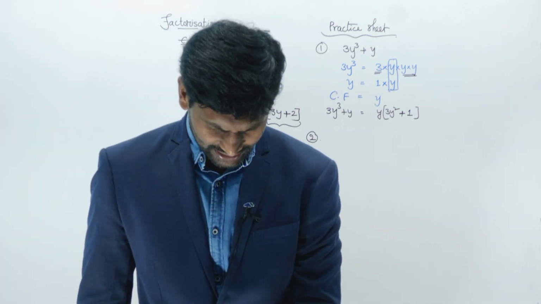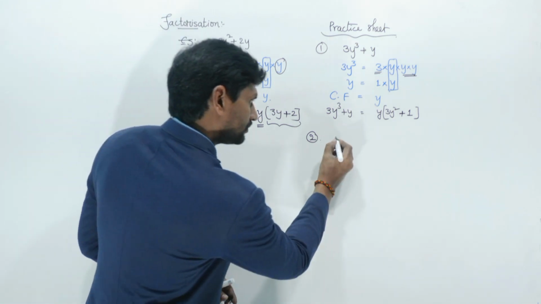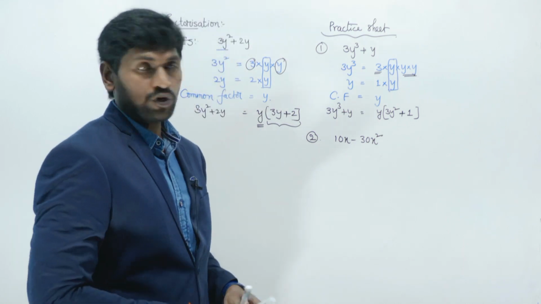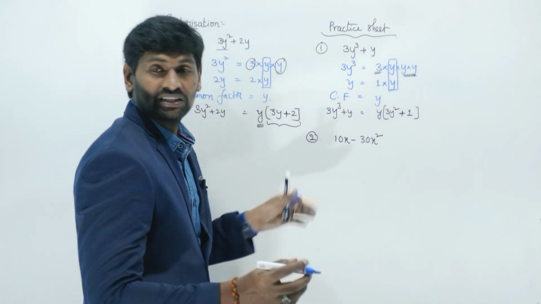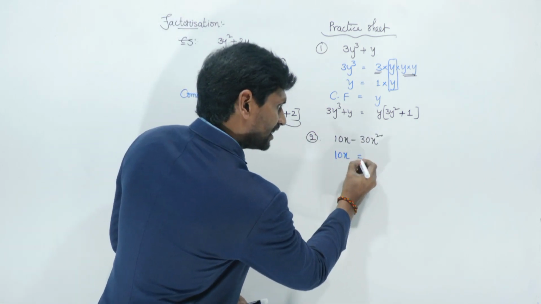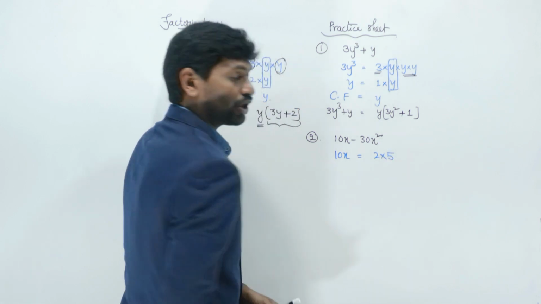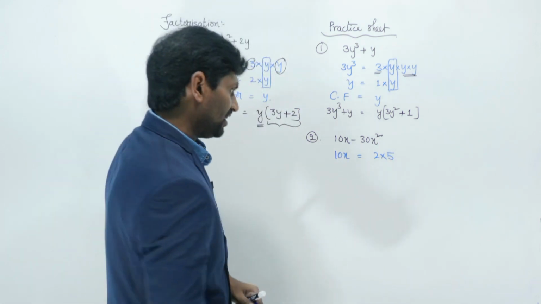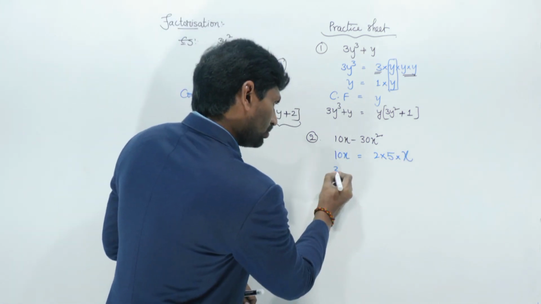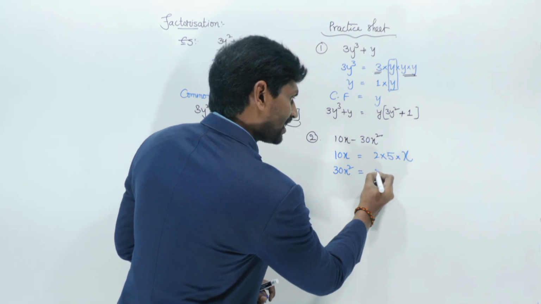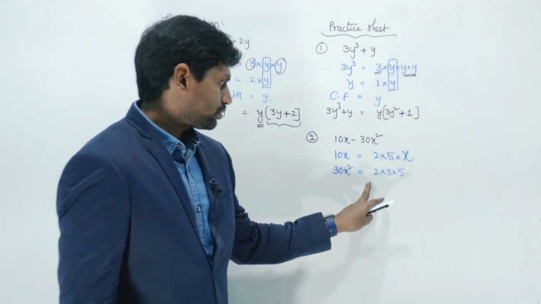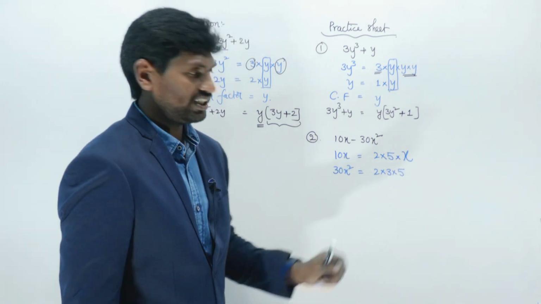The second problem is 10x minus 30x square. Same like this model, I am writing the given terms as a product of their factors. First term, 10x. 10 I write as 2 into 5, product of primes. 2 fives are 10, into x. x as it is x. Now 30x square. 30 I can write as 2 into 3 into 5. 2 threes are 6, 6 fives are 30.